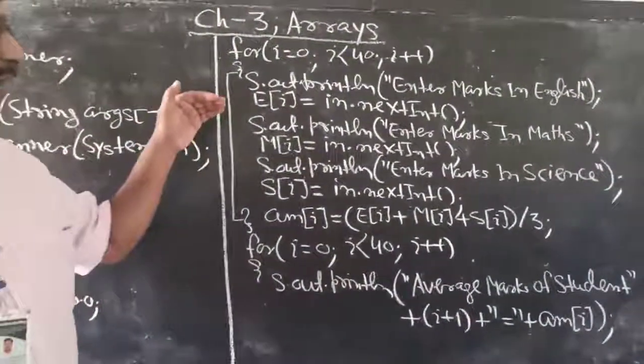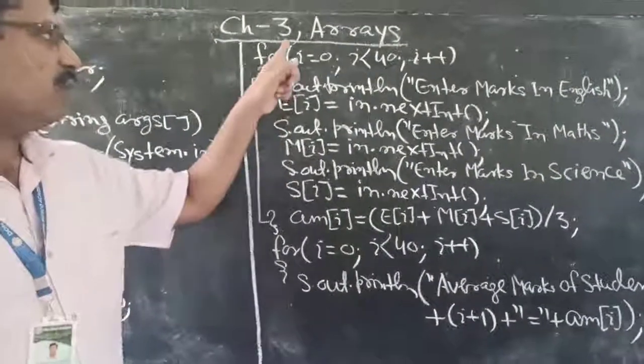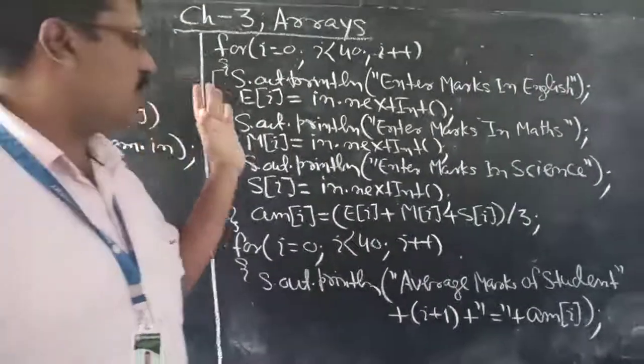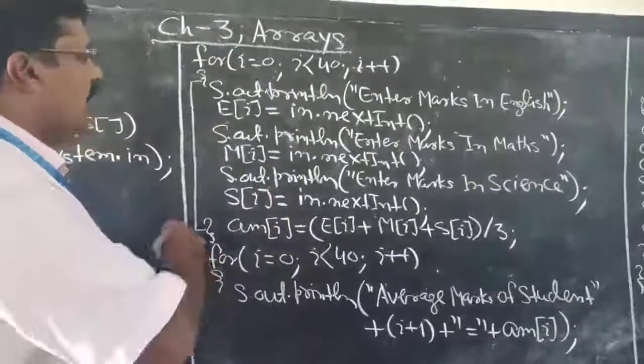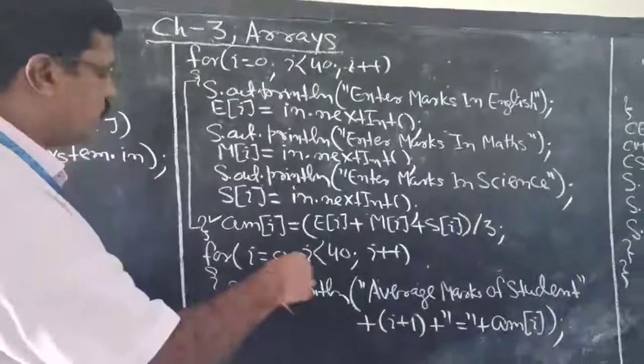So we have input the English marks, Math marks and Science marks for the first student because the i value is 0. So for the first student we have accepted all the marks, and in the same loop only we will calculate the average marks also and store it.